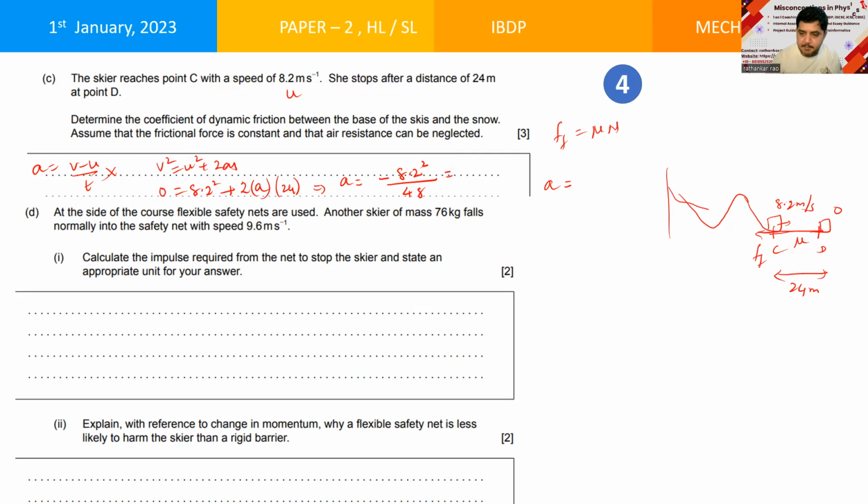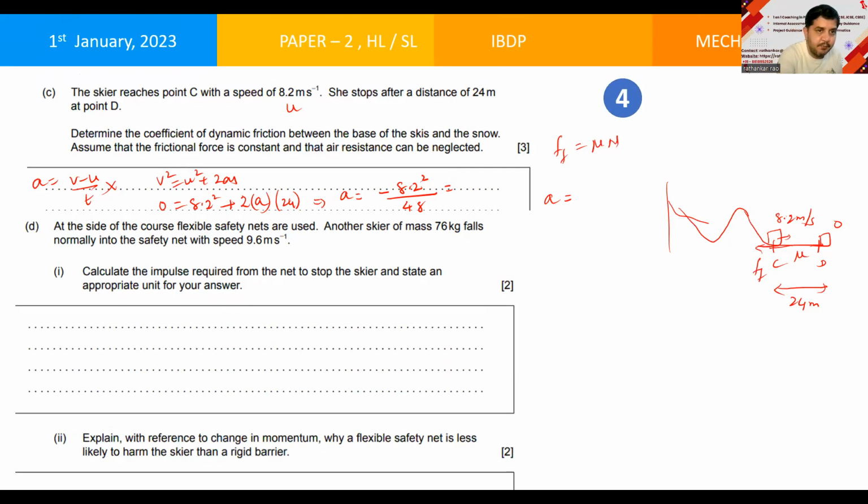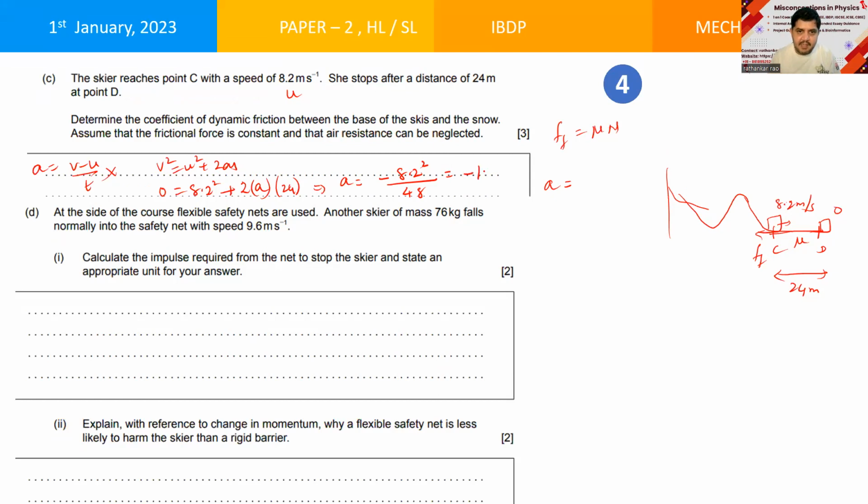Okay, now without wasting our time, let us find out what is the value of this 8.2 squared. 8.2 times 8.2, I am using the calculator on my laptop, divided by 48. You can use your GDC and I get the answer as 1.4. So this is minus 1.4 meters per second squared, because it is deceleration. Now we already know this frictional force is equal to mu times n, or this should be equal to mu times mg over here.